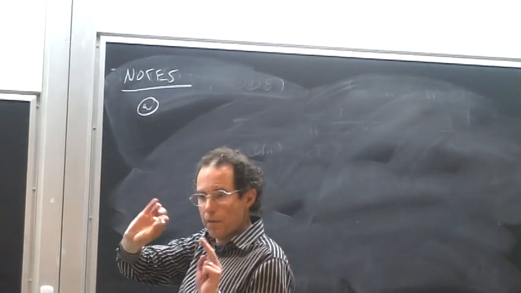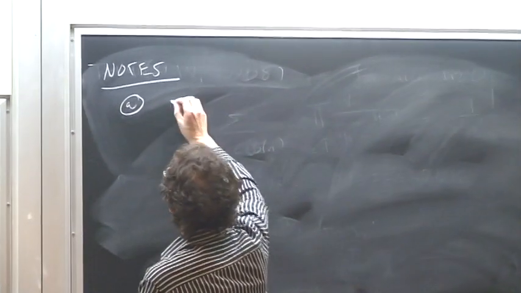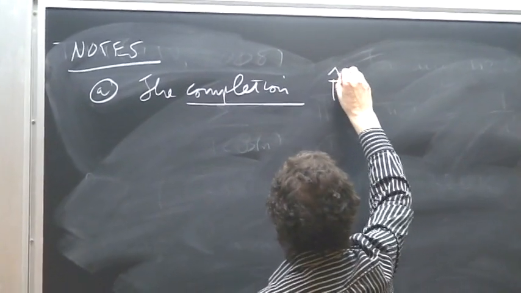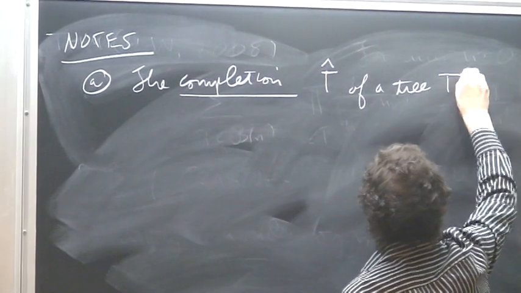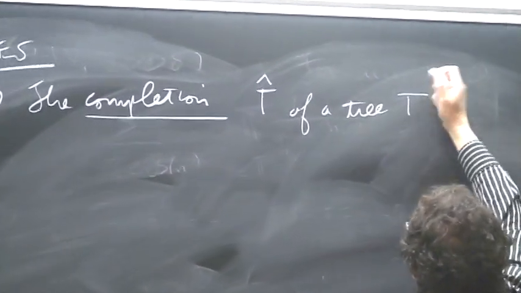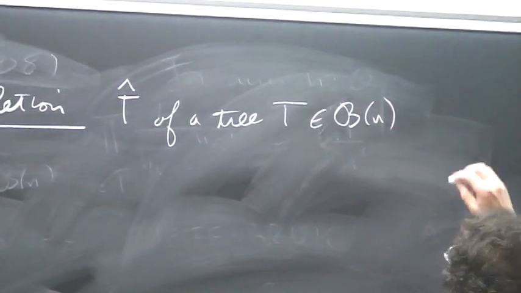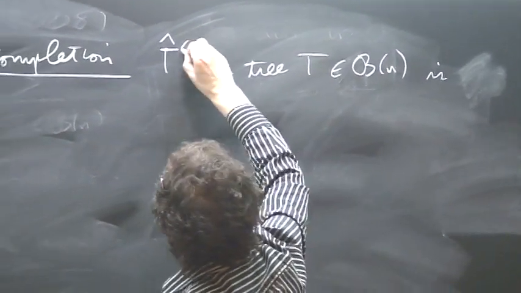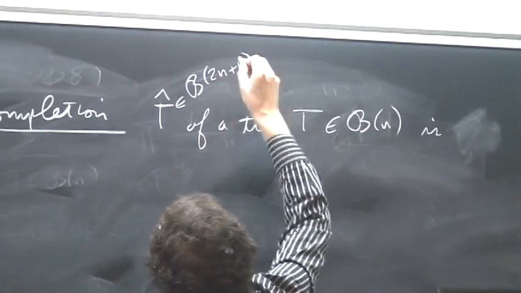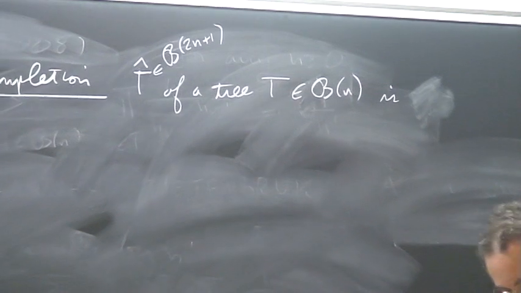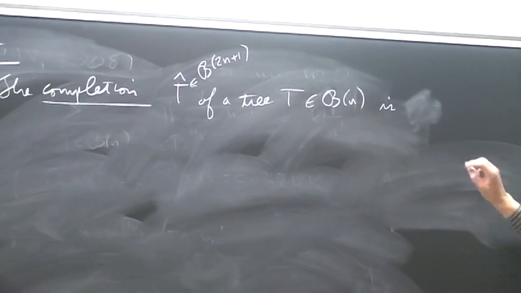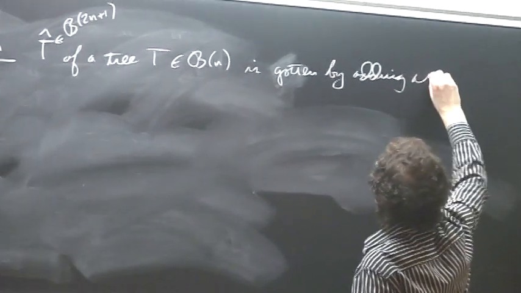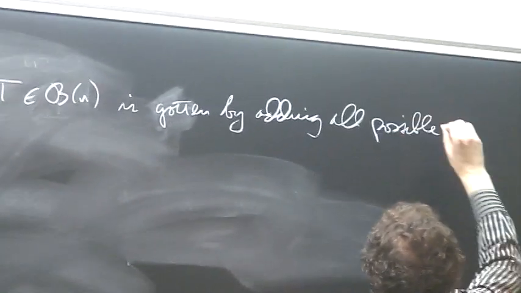And you just need one small bit of notation, a definition. So the completion, I'll call it T hat, of a tree T, if T has n vertices, this is going to have 2n plus 1 vertices. It is gotten by adding all possible leaves.